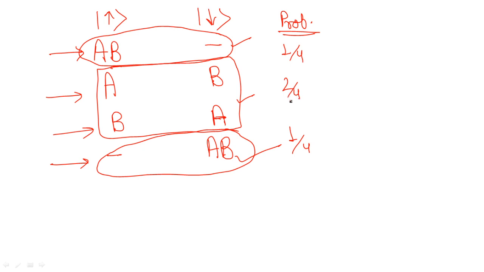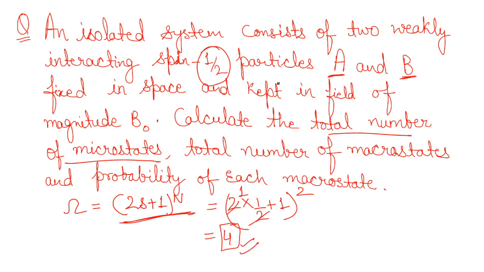Which state is the most probable state? If this will be the question you will have, so this probability will be 1 upon 2 for this particular macro state. So you will say this is the most probable state, whose probability is more or the highest. Clear? So this is how you can find any information you need to find related to this particular question.